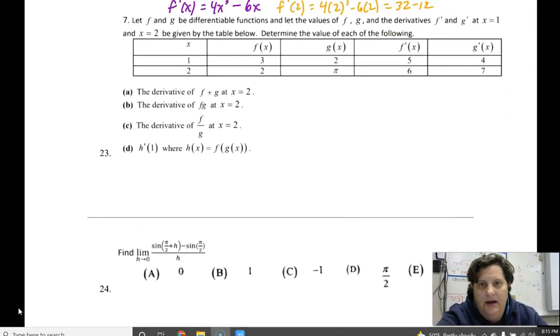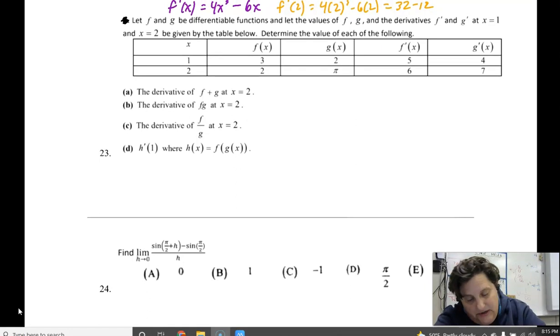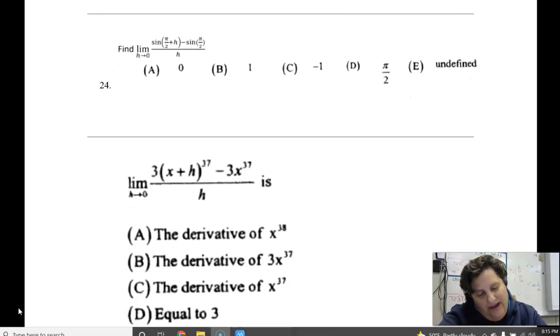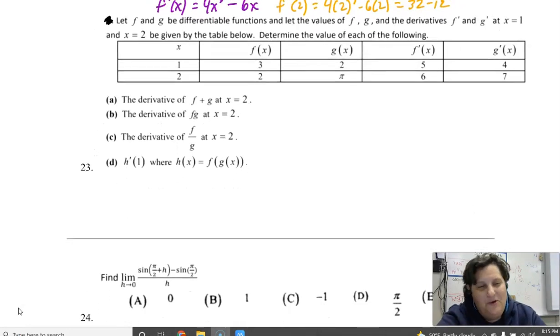Whew, my goodness, we're only on number 23. Yikes. All right. Oh, but we're going to hit a bunch of L'Hopital's questions and stuff. That's going to start going really quick. Okay, here we go. We're getting past some of these long ones.